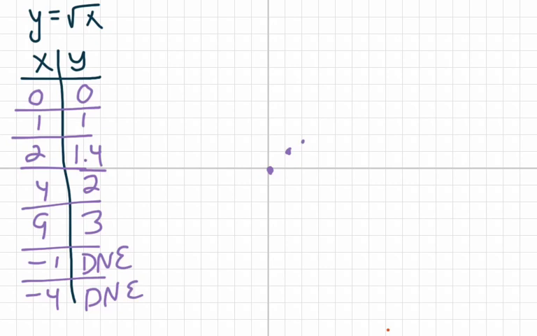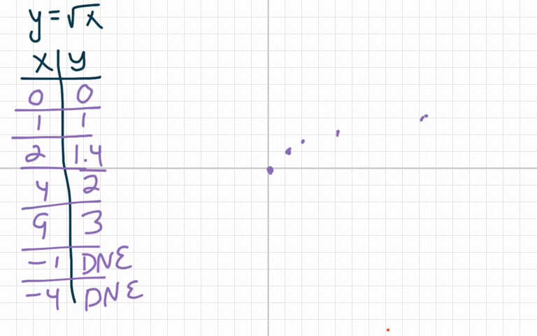A point at 4, 2: 1, 2, 3, 4, and up 2, right about there. There we go. 1, 2, 3, 4, okay. We have a point at 9, 3: 1, 2, 3, 4, 5, 6, 7, 8, 9, and then up 3. So you can tell it's continuing to go upward, but not very fast.